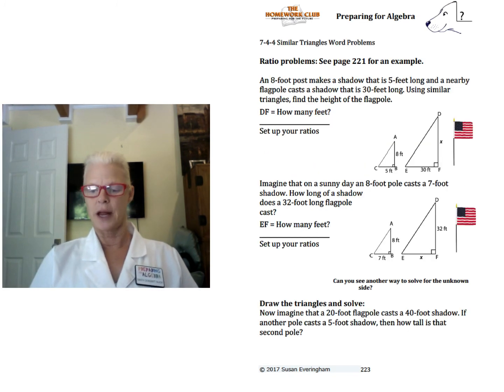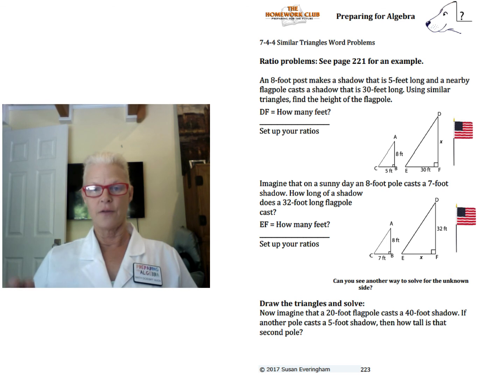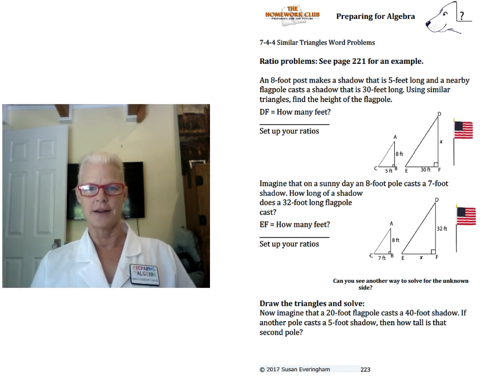And that's both pages. The ratio problems on page 223 are word problems that I've set up for you for the first two sets of triangles, and the third one you want to draw your own triangle and figure out its unknown side. Good luck. All the answers are in the back of the book.